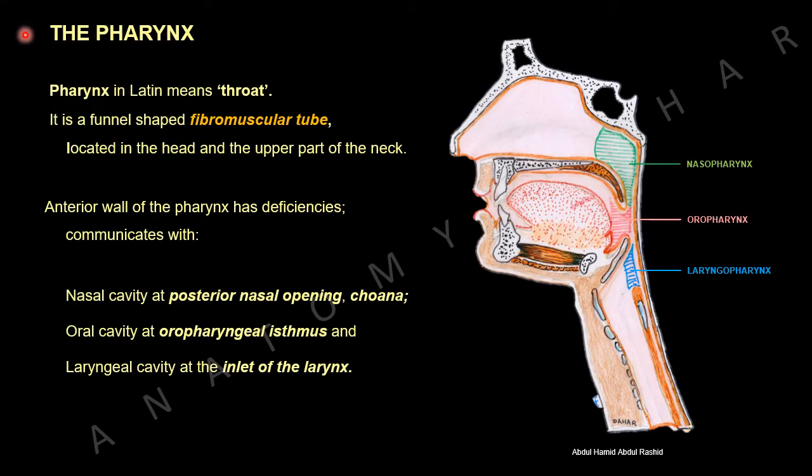The pharynx. Pharynx in Latin means throat. It is a funnel-shaped fibromuscular tube, that is fibrous tissue and muscle tissue forming a tube, which is located in the head and the upper part of the neck. The anterior wall of the pharynx has deficiencies, communicating with the nasal cavity at the posterior nasal opening called choana, the oral cavity at the oropharyngeal isthmus, and the laryngeal cavity at the inlet of the larynx.